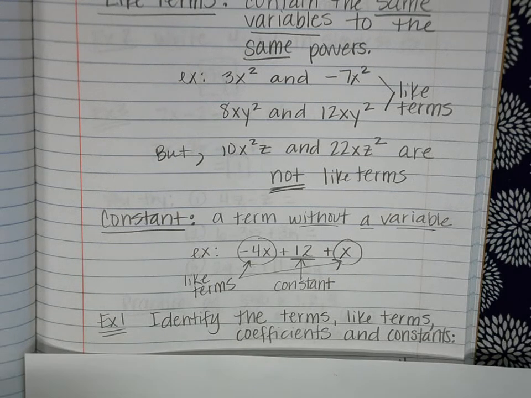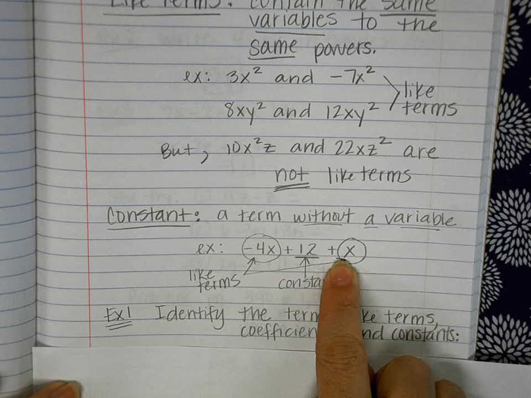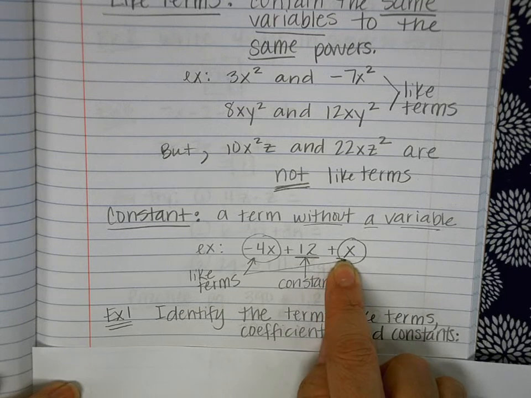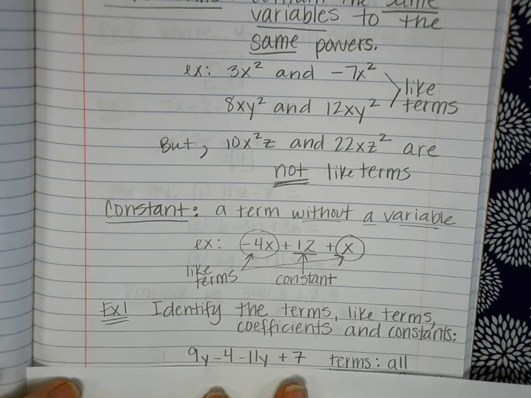Okay, so what is it, Taylor? The number in front of the variable. So like right there would be the -4. Over here, is there a coefficient with this one? There is. It's just imaginary. It's a 1, right? Okay, so we're going to identify them in this example.